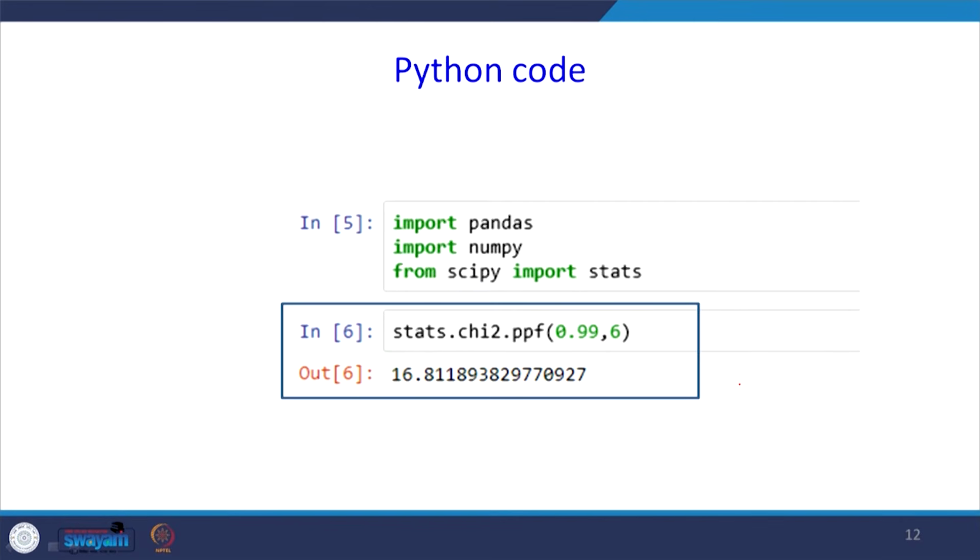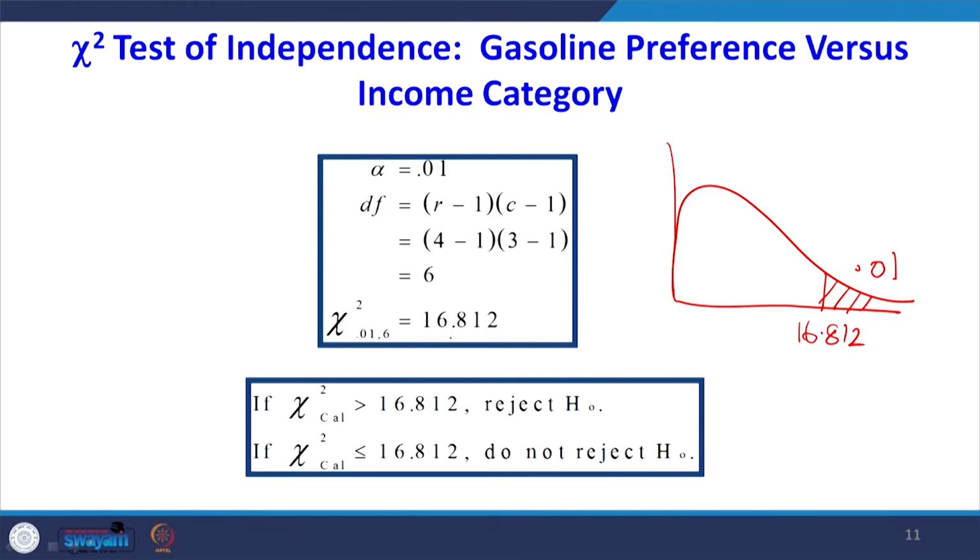As I told you, with the help of Python: import pandas, import numpy, from scipy import stats, then stats.chi2.ppf. When we want 1%, we use 0.99, and for 6 degrees of freedom this is 16.811, that is the value we got.